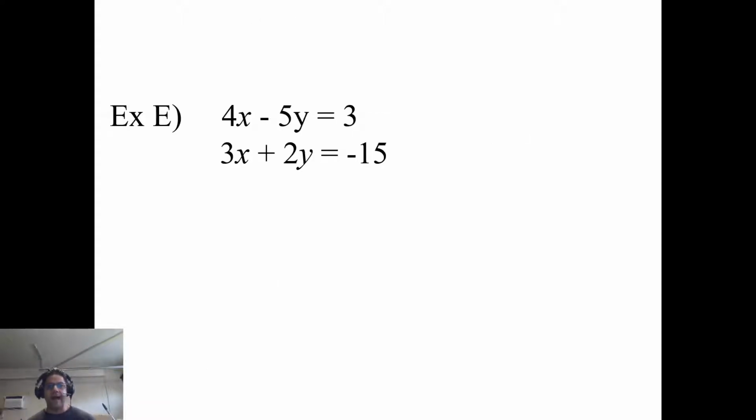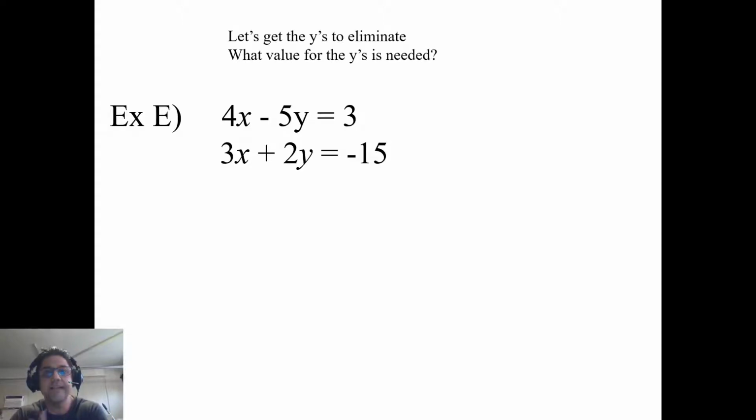All right, so keep in mind, we want same digit, opposite signs. So looking at the x's, 4 and 3 can both become a 12. 5 and 2 can both become a 10. 12 and 10 is pretty close to each other. But if you notice, the y's are already opposite signs. So let's eliminate the y's. Now, if I want to eliminate the y's, they both have to become a 10. So I want a negative 10y at the top and a positive 10y at the bottom.